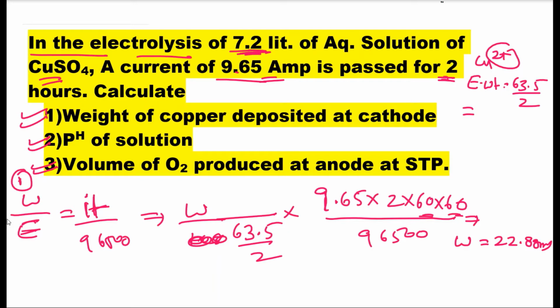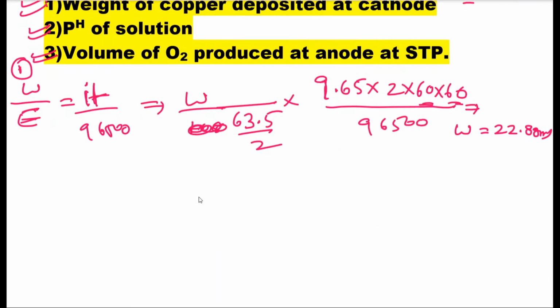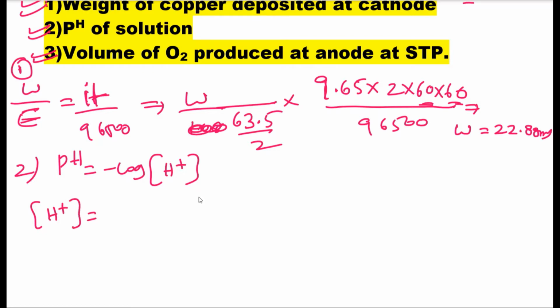So what is the second one? Calculate the pH. I already told you the model problem. You have to calculate the pH. pH is equal to minus log of H+. Here we don't know the concentration of H+, but the solution is acidic, because previously in the same session we did one more problem. The solution is acidic only.